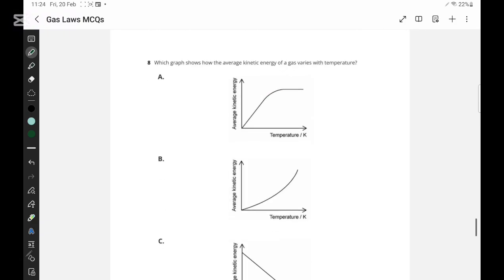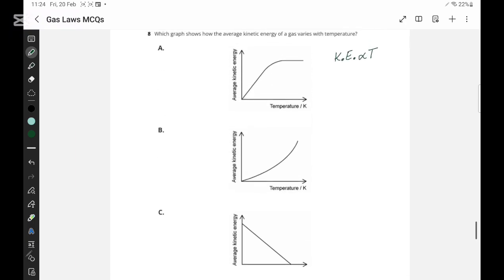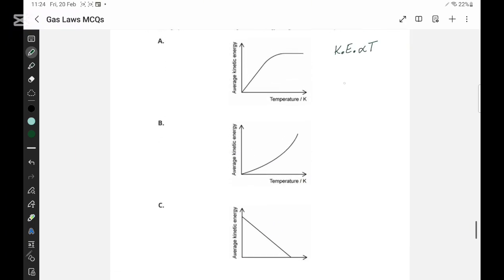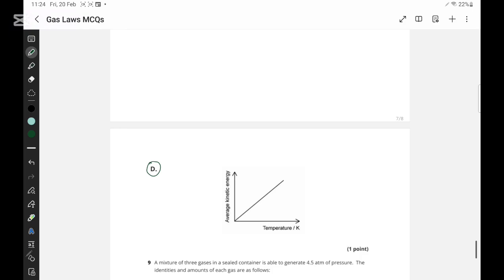So for this question, which graph shows how the average kinetic energy varies with temperature? Kinetic energy is directly proportional to temperature. So the graph that represents directly proportional is going to have the straight line. So which is having the straight line? That is option D.